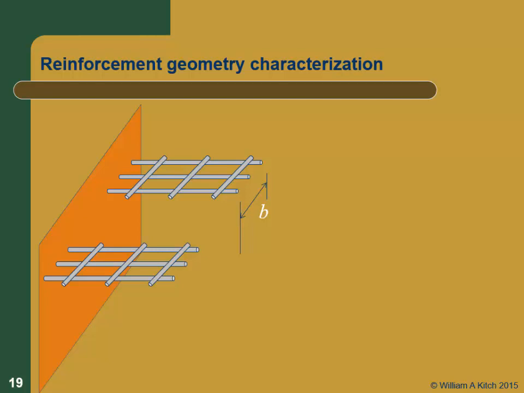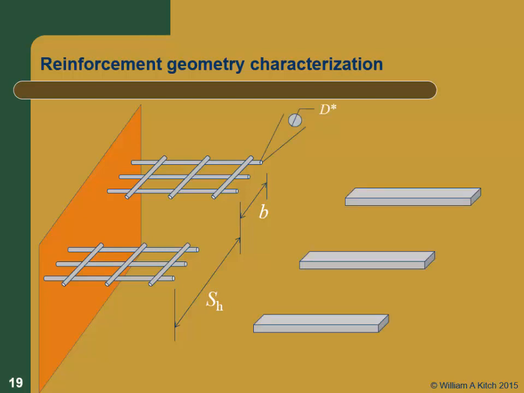The nomenclature we're going to use: B is the width of a single reinforcing element. It could be a single strip, or, as shown here, a welded wire mesh of a certain width. SH is the horizontal spacing, the unit spacing. You can think of it as center to center or edge to edge, but it's the horizontal spacing of the reinforcing elements, not the space between them.